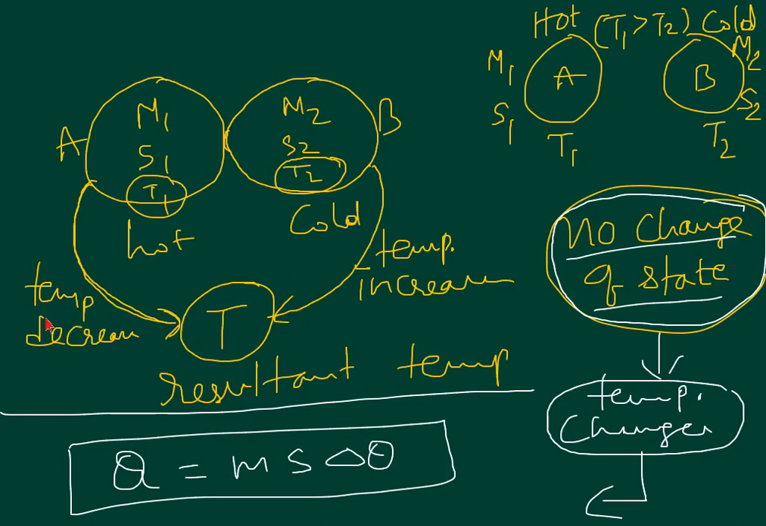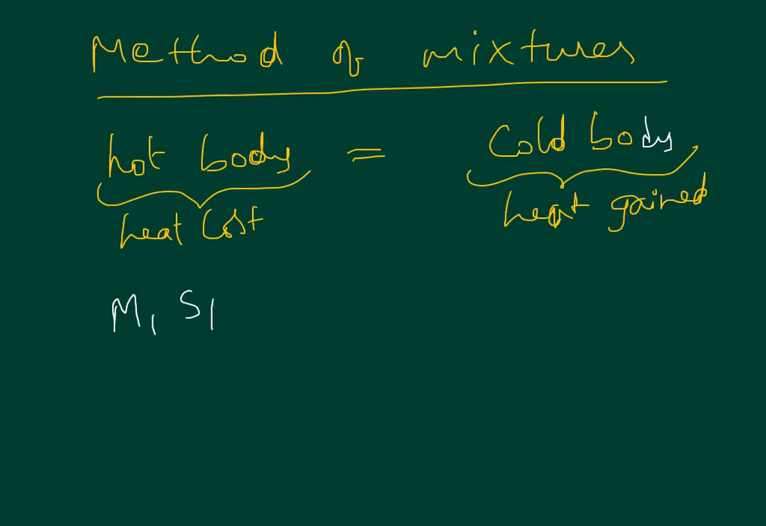Already I told, the temperature decreased. That means T1 is the high temperature and T is the low temperature for the first situation. So the heat energy formula I can write now: M1 S1 into (T1 minus T).